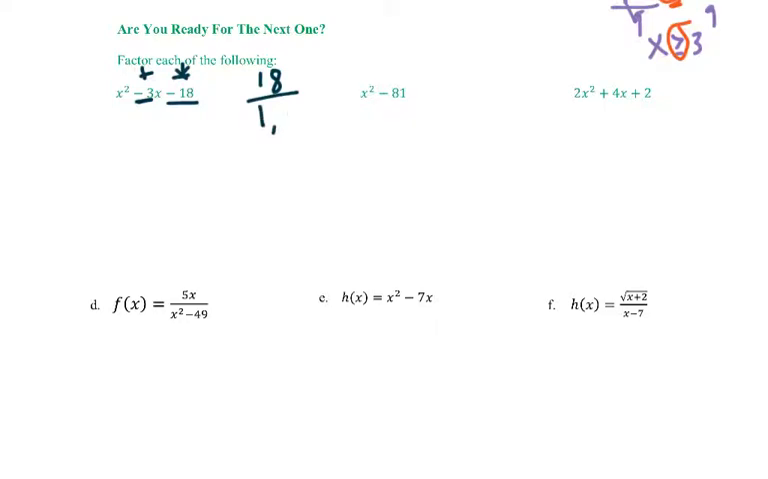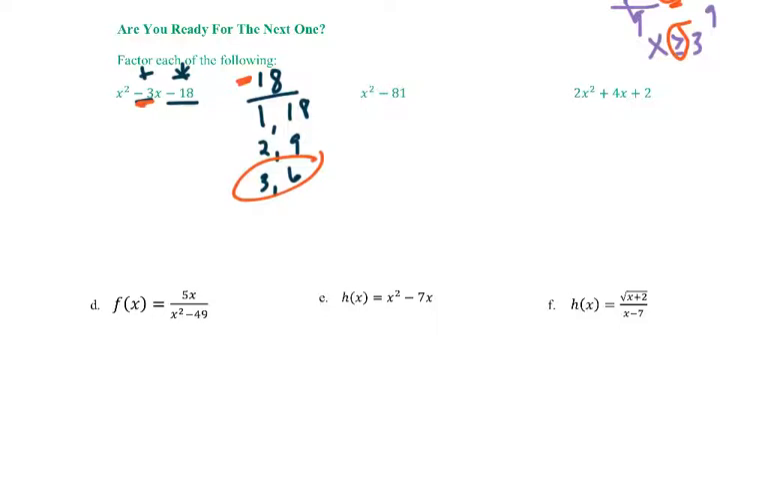I have 1 and 18, 2 and 9, 3 and 6. So out of these options, what pair could get me a negative 3? That's going to be this one. And I have to determine which one of these is positive and which one's negative, because this is a negative 18. But I also want to end up with a negative 3 here.